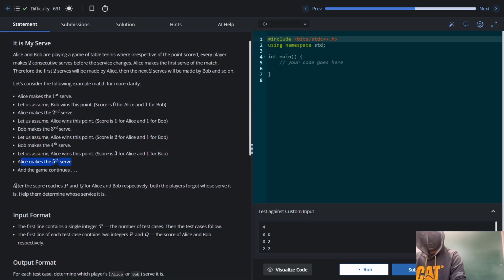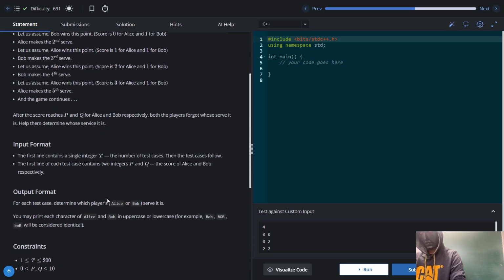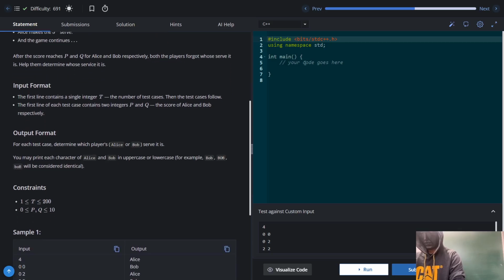So what they're saying in the question is, after the score reaches P and Q for Alice and Bob respectively, both the players forgot whose serve it is. Help them determine whose service it is. Okay, so yeah, it's easy only. I'll tell you on the board, don't worry.